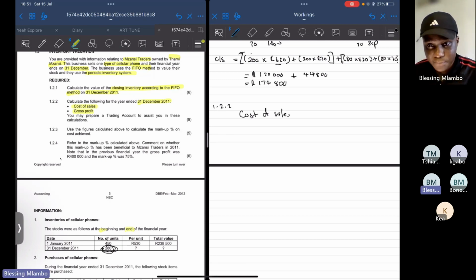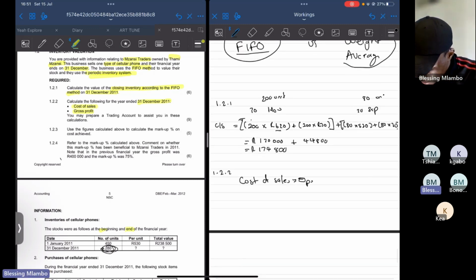So cost of sales, how do we calculate our cost of sales? It also depends on your recording system. Are you using perpetual or periodic? Here they told us that we're using periodic, meaning that we only calculate cost of sales at the end of the financial year.